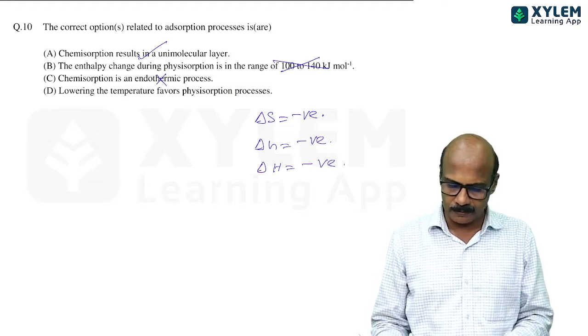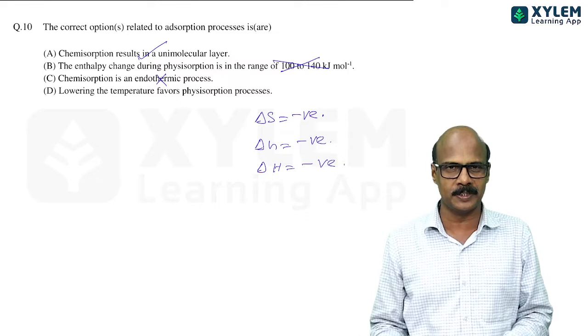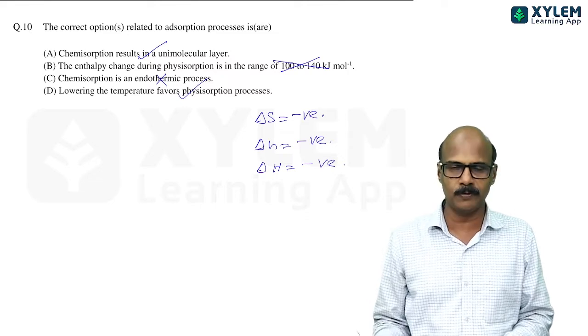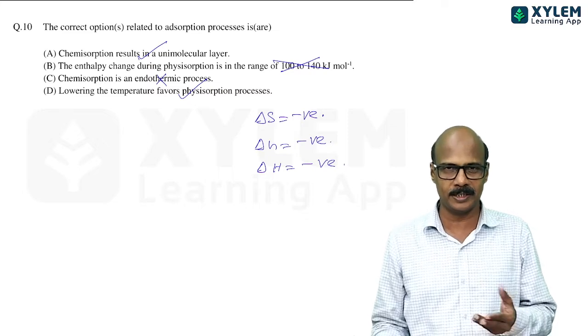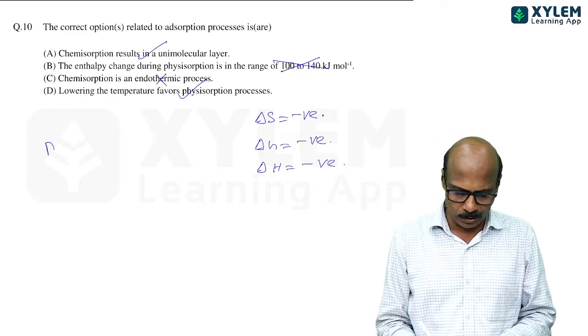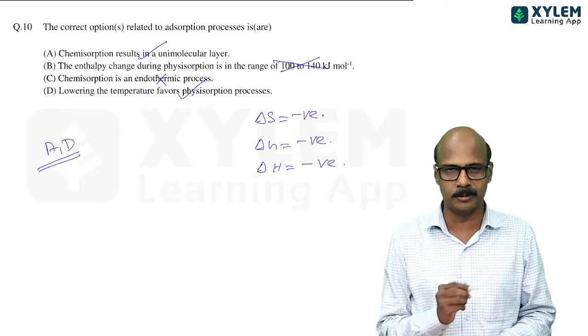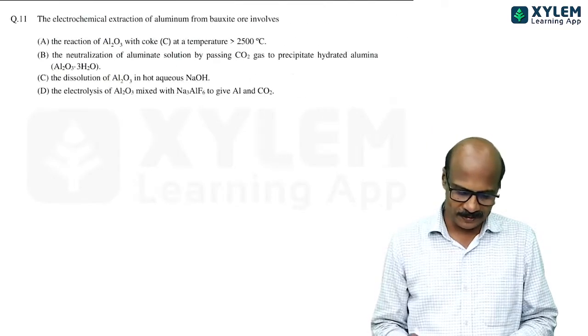Lowering the temperature favors physical adsorption is correct. Physical adsorption is favored by low temperature, but chemisorption requires an activation energy, you know. So here also A and D are the correct options. Now let me go to the next question.